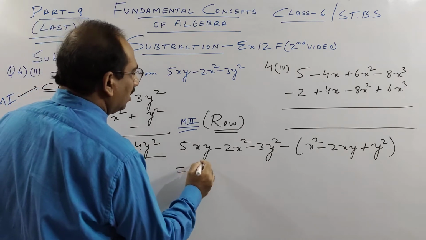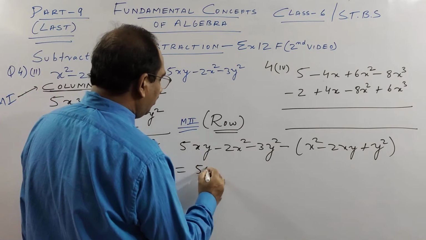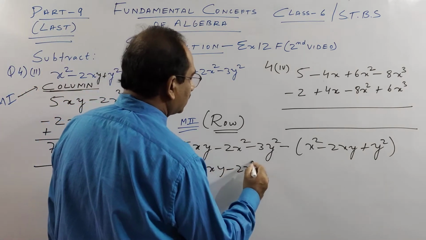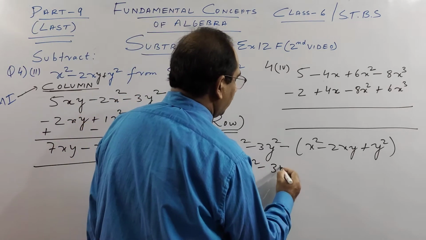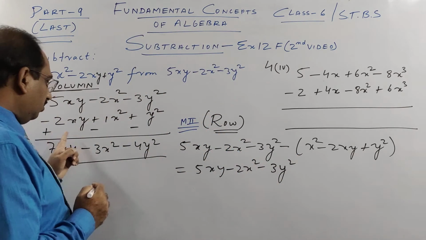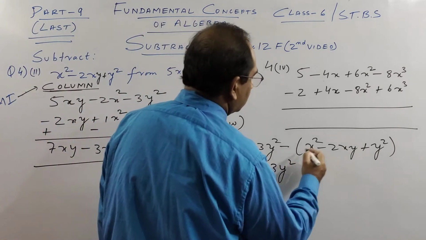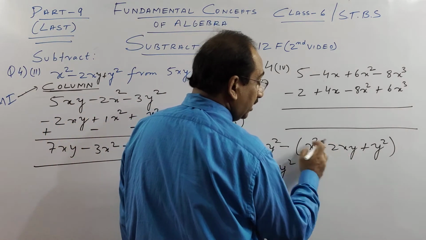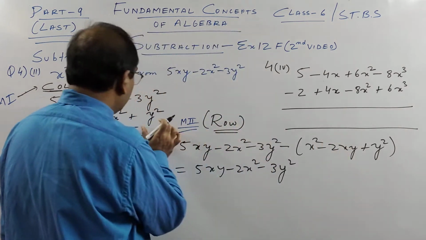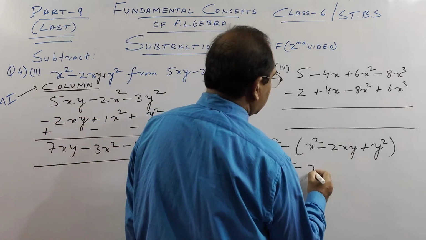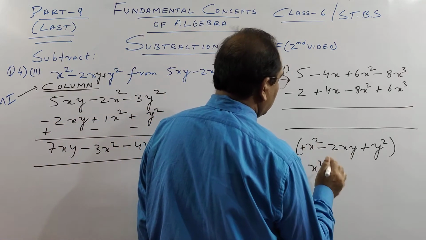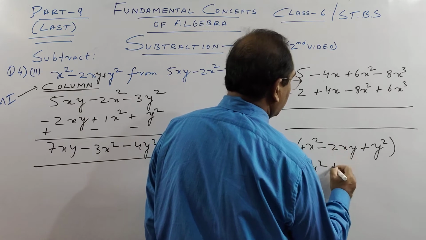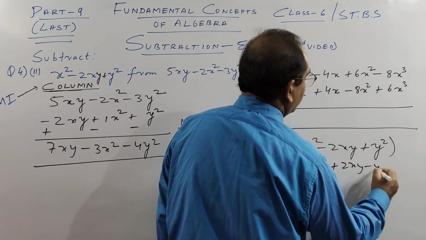Let me do this. So here we have 5xy minus 2x square minus 3y square. Here, like in the second row, we change the sign. All the signs inside the bracket change. This bracket is very important when you subtract children. So all the signs will change. There was plus over here, it will become minus, minus will become plus, and plus will become minus.